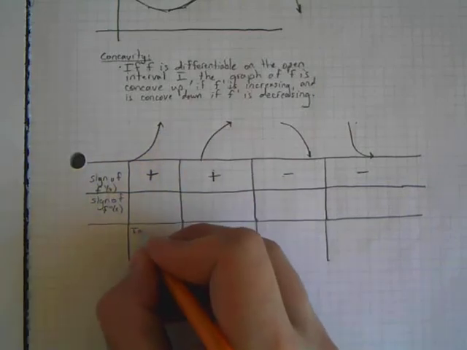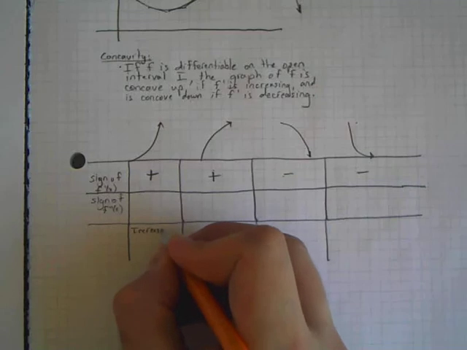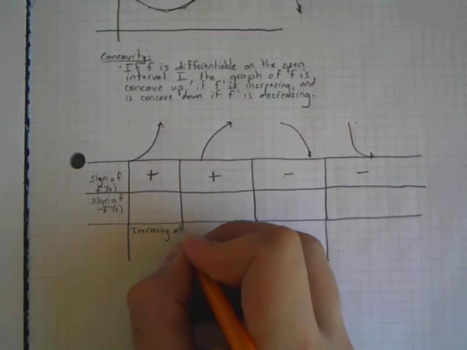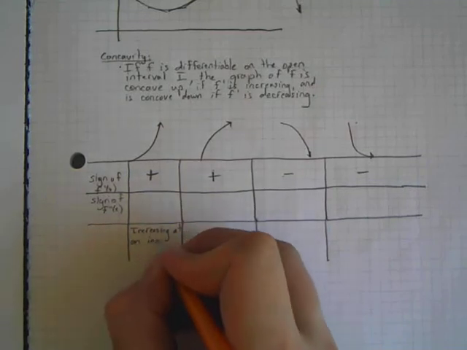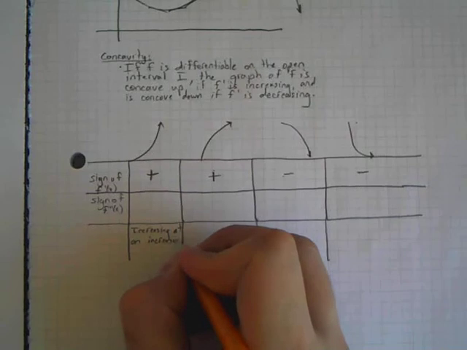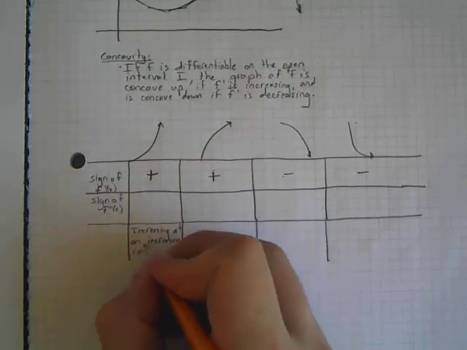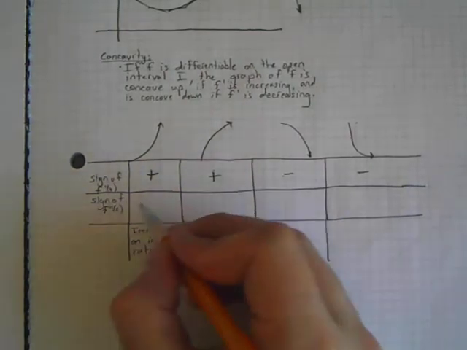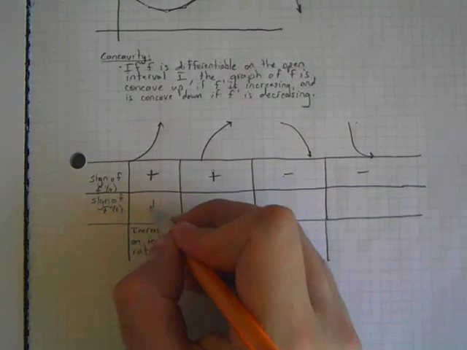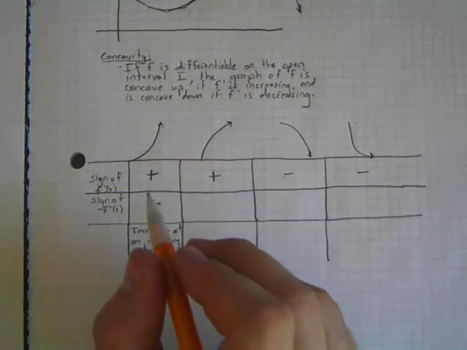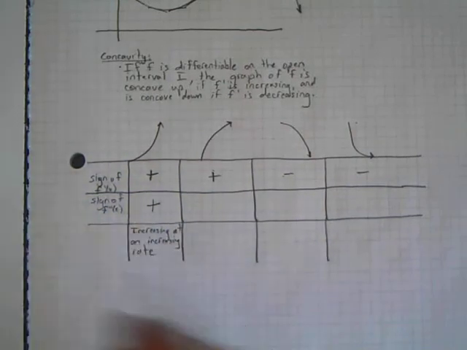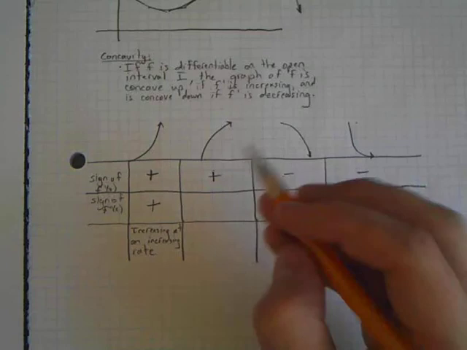So it's increasing at an increasing rate. Which means that the sign of my second derivative must be positive because the slope is getting bigger. So the slope is changing at a positive rate.